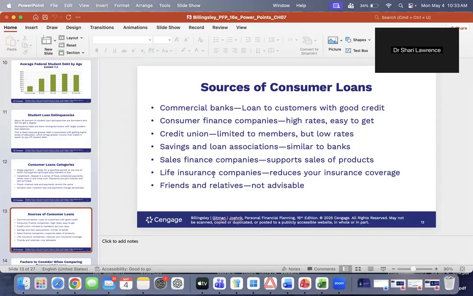So if you've had a life insurance policy for several years and it's built up a cash value, you can get a loan from that cash value.